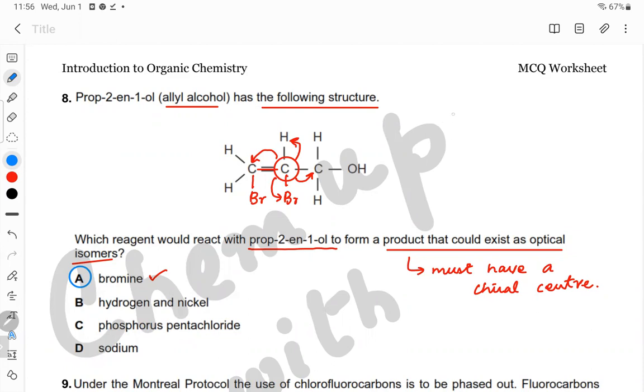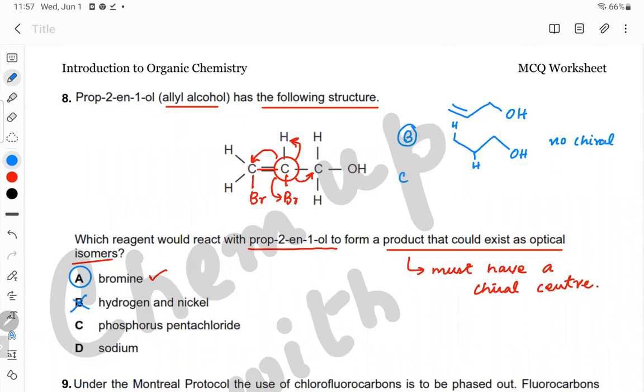And let me show you one more thing. Basically, this is the structure of an allyl alcohol. If it is the case of B, then what will happen? We are using the hydrogen. When we use hydrogen, the double bond is broken down, and we have a hydrogen on both the double-bonded carbons, which means no chiral center. So that's why B goes wrong.